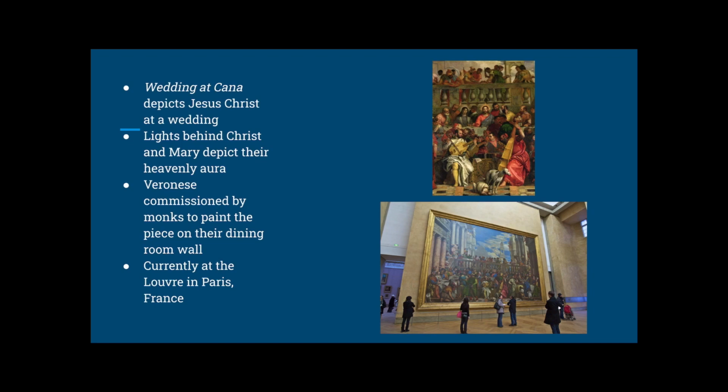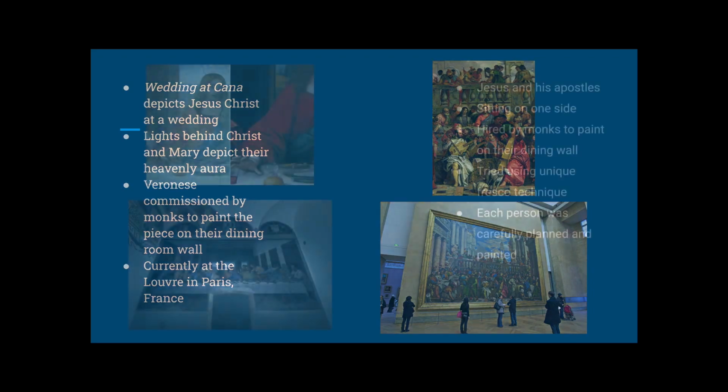Veronese was commissioned by Benedictine monks to paint the walls of their dining halls, making it seem like they were part of the celebration. The monks asked for the painting to be as big as the wall, which was around 22 feet wide and 32 feet long.